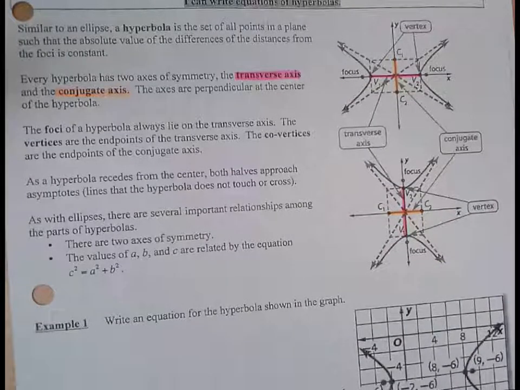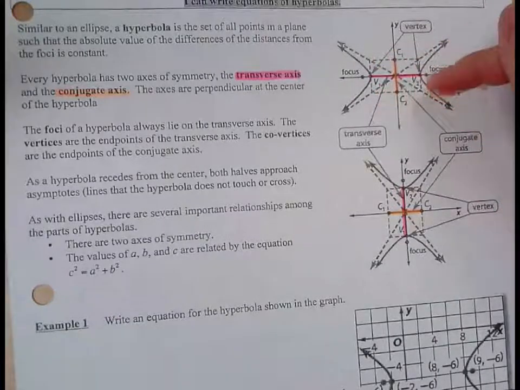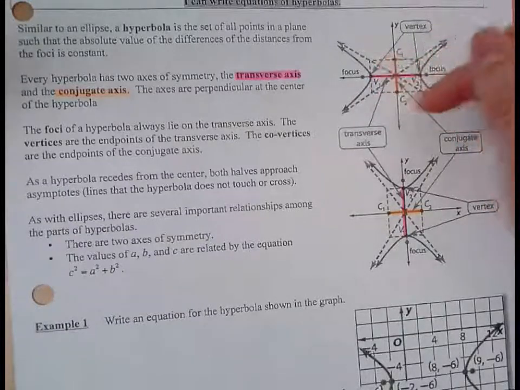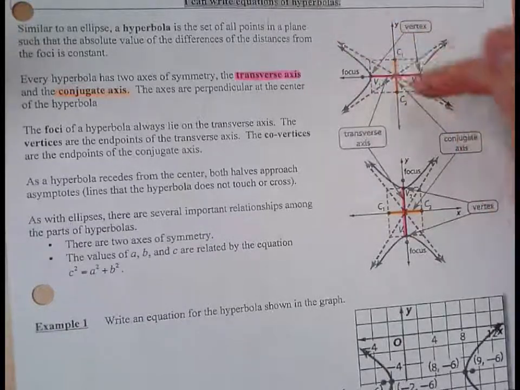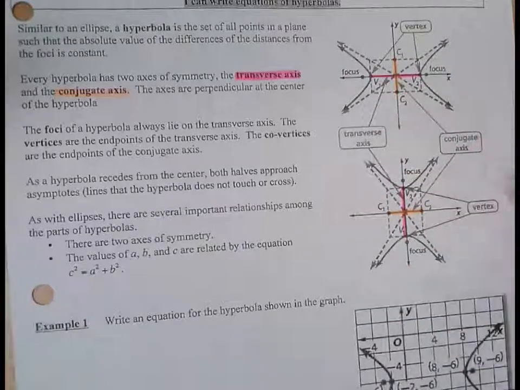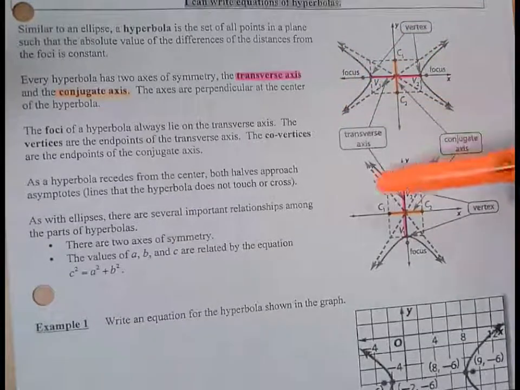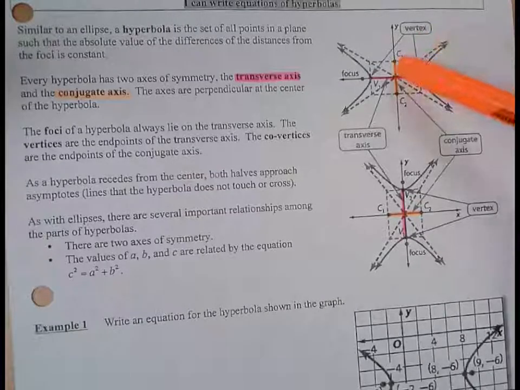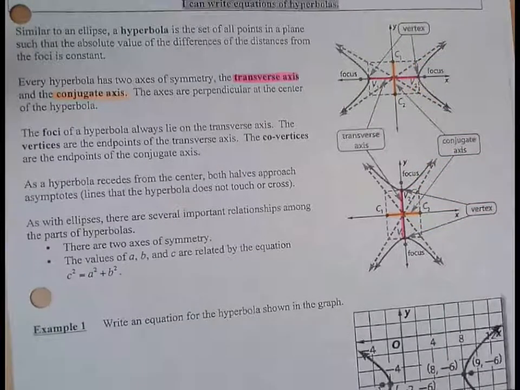And I do want to point out everything that is dashed on these graphs. So that rectangle that you see, the vertices and the co-vertices are on that rectangle. That rectangle and those two lines on both graphs are not actually part of the graph of the hyperbola. The hyperbola is the two curves that you see. That is the only part of the actual graph. All the dashed things that are drawn in are to help you create the graph of the hyperbola. We'll talk about that more when we actually graph them tomorrow.